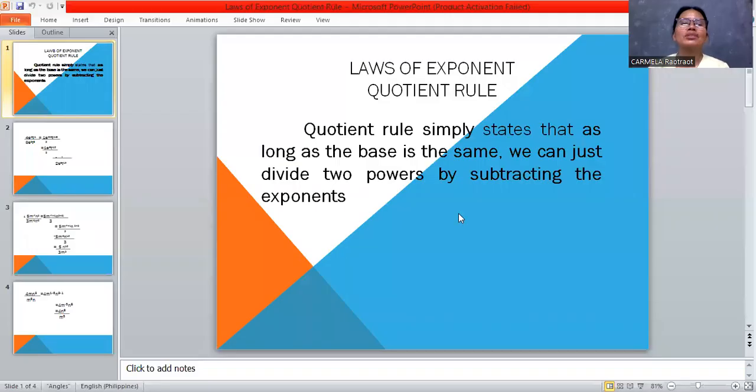I would like to discuss the laws of exponent, the quotient rule. Okay, let me share my screen. So, the laws of exponent, quotient rule. The quotient rule simply states that as long as the base is the same, we can just divide two powers by subtracting the exponents.